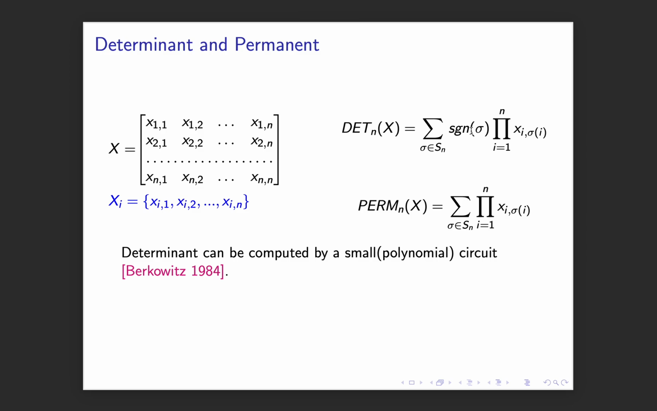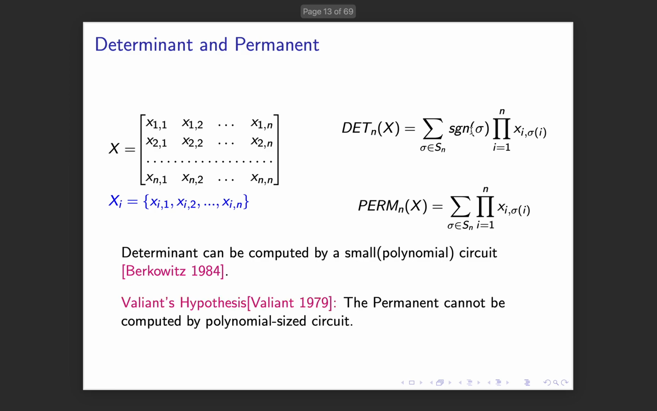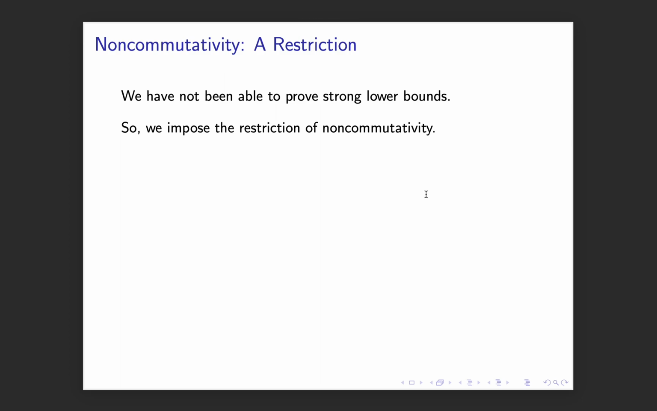Now, it was shown by Berkowitz in 1984 that the determinant can be computed by a small circuit. And one of the central open problems in the study of arithmetic circuits is to prove that the permanent cannot be computed by a polynomial size circuit. Although the determinant and the permanent are defined very similarly, there seems to be a huge difference in their complexity. Unfortunately, we haven't been able to prove strong lower bounds. That is, we haven't been able to come up with explicit polynomials that require super polynomial lower bounds. And so we impose the restriction of non-commutativity in order to prove strong lower bounds.